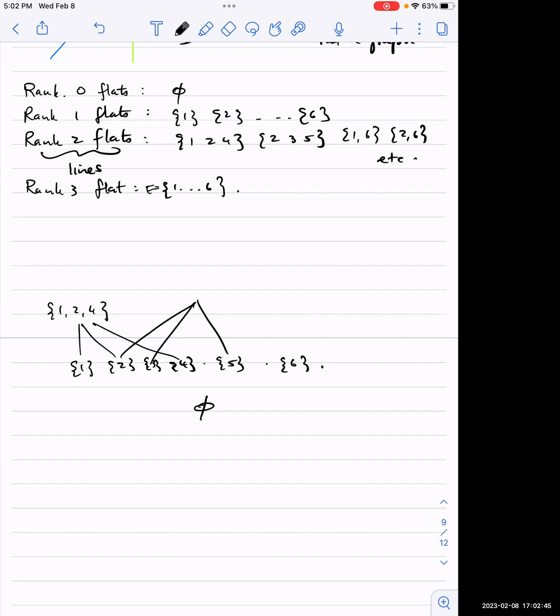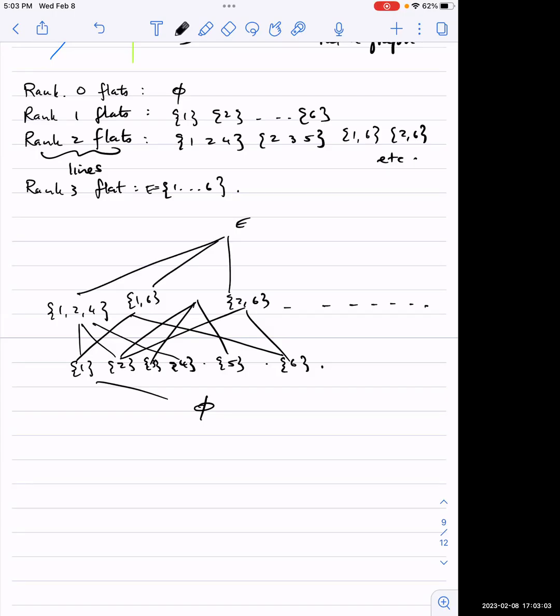And then all the trivial lines like 1, 6, that would be this and that, and 2, 6, this and that, and lots of them. So yes, it was Birkhoff, 1935. This would be, I think, Proposition 17: a matroid is really a geometric lattice.